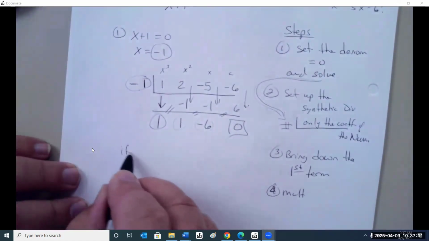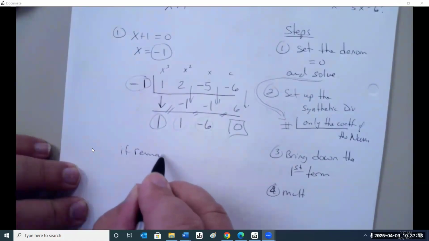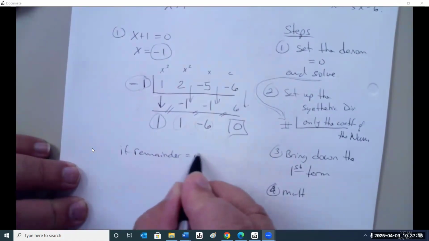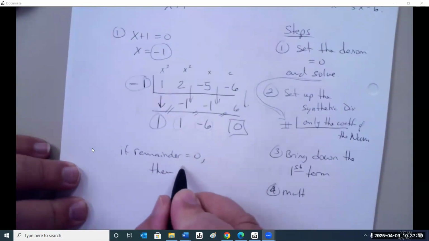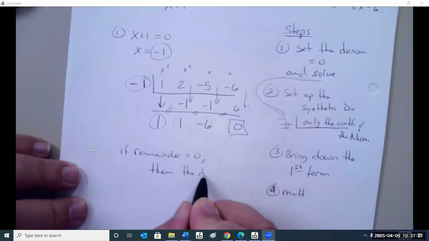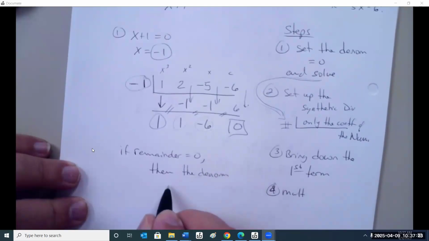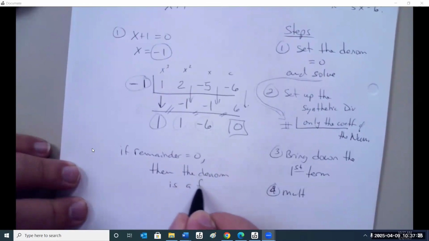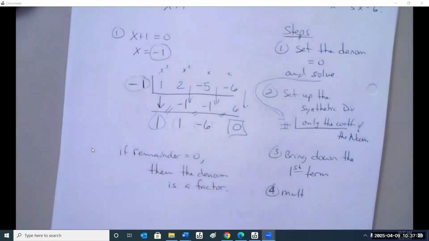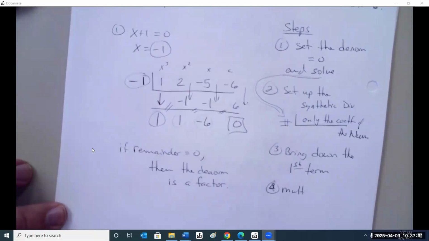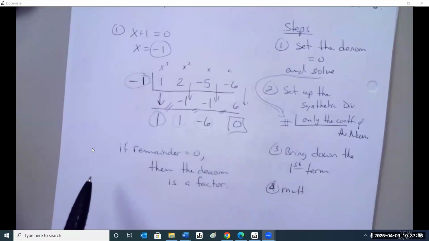If the remainder is 0, then the denominator is a factor. So in this case, x plus 1 is a factor.